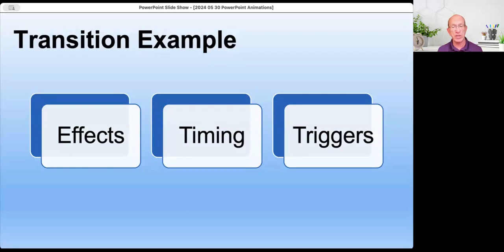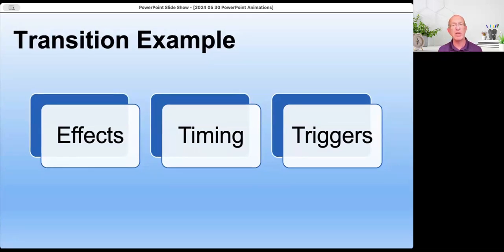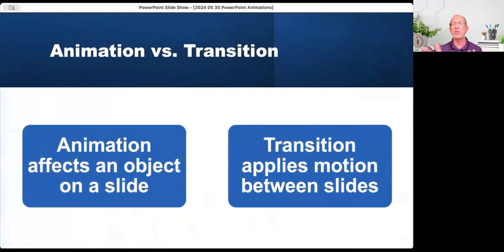So this is one slide that appears, and I click to advance to the next slide, and you'll see a transition that makes it look like the slide is actually rotating in position. And so that's another way to add some motion to a slide presentation.